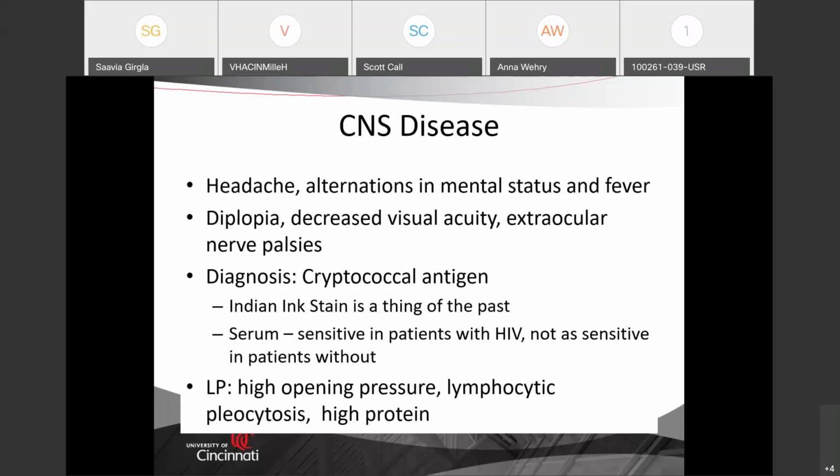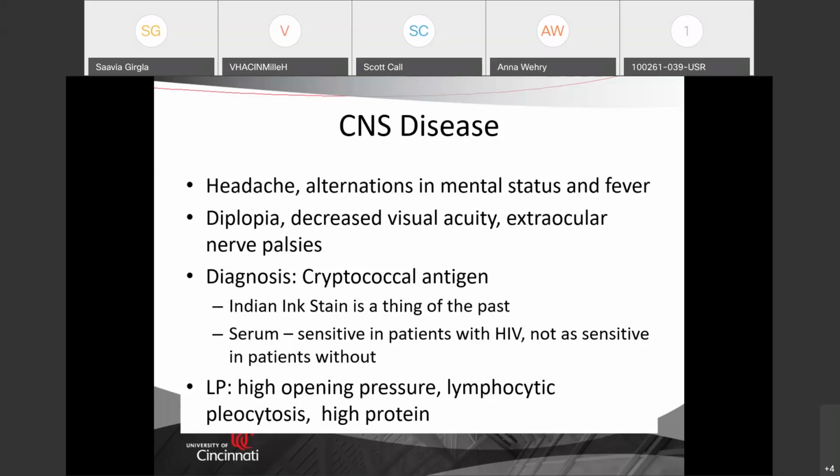That PCR is not very sensitive, and so if you are suspicious for cryptococcal meningitis, you need to send a cryptococcal antigen. In HIV patients, if you can't get an LP, the serum is pretty sensitive, and so if you have a negative serum, it's less likely. Patients without HIV, this is not as true.